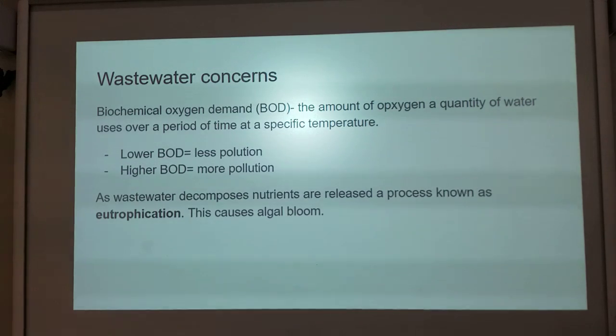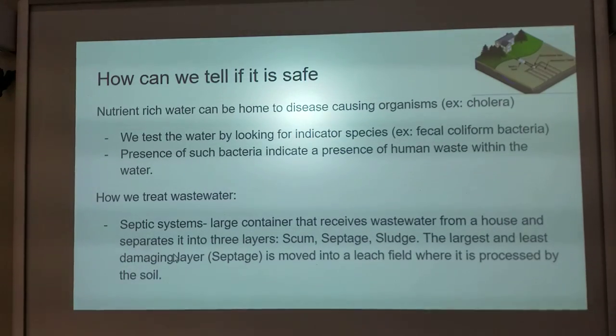As wastewater decomposes, nutrients are released in a process called eutrophication. Like I said, you're pouring nutrients into this oxygen-poor environment. This causes organisms that are able to survive in those areas to survive and survive well. Usually you get algal blooms because of this. And again, you get this breeding ground for bacteria within this wastewater.